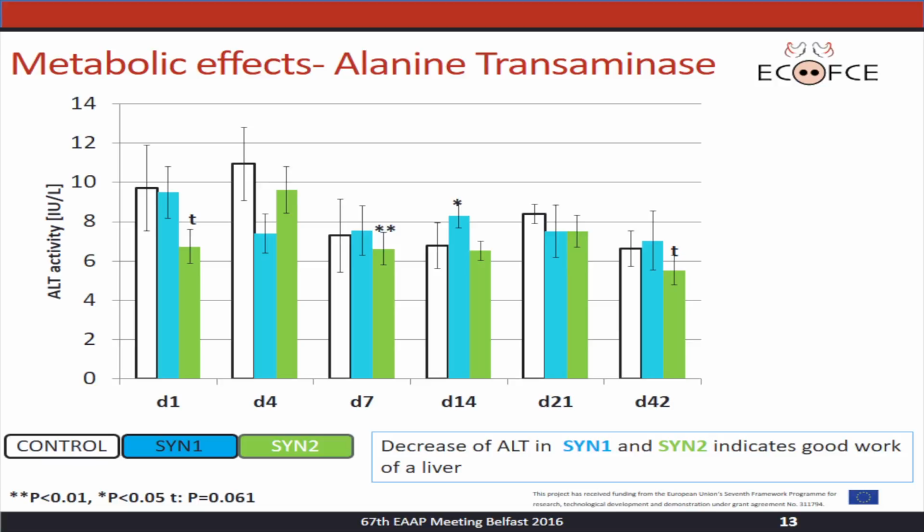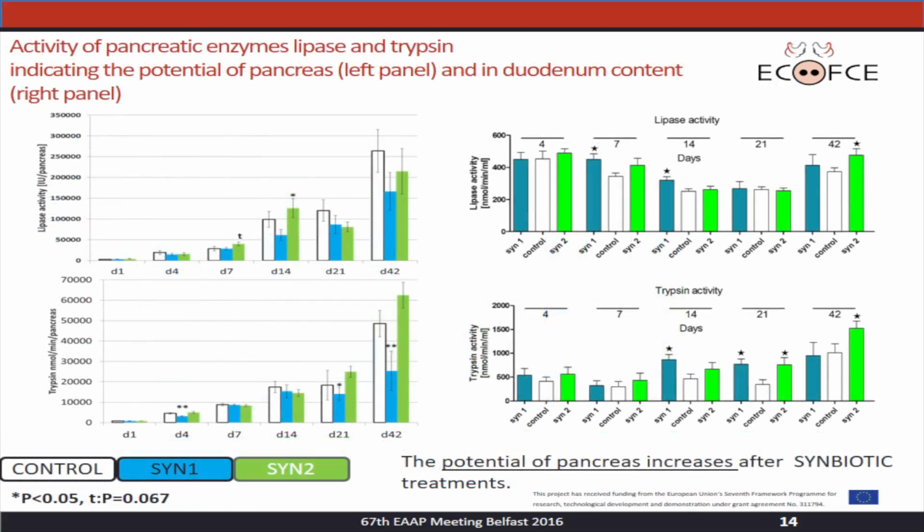The symbiotic 1, the picture is not as clear as for symbiotic 2, but in several cases we also see the decrease of the ALT level in liver.